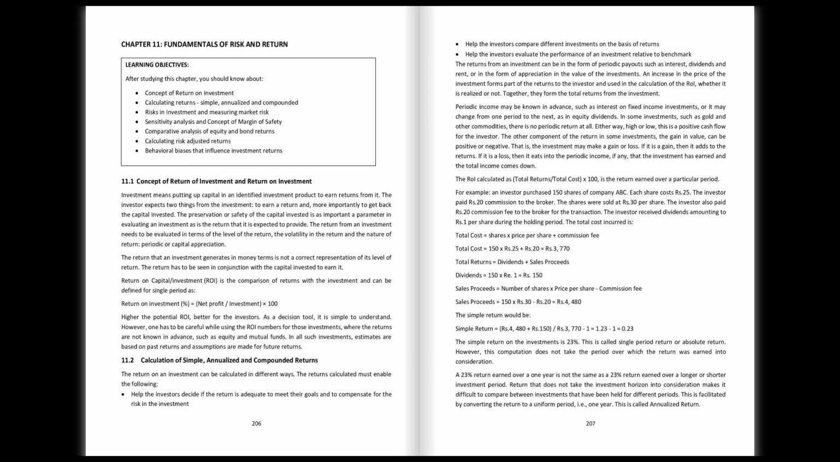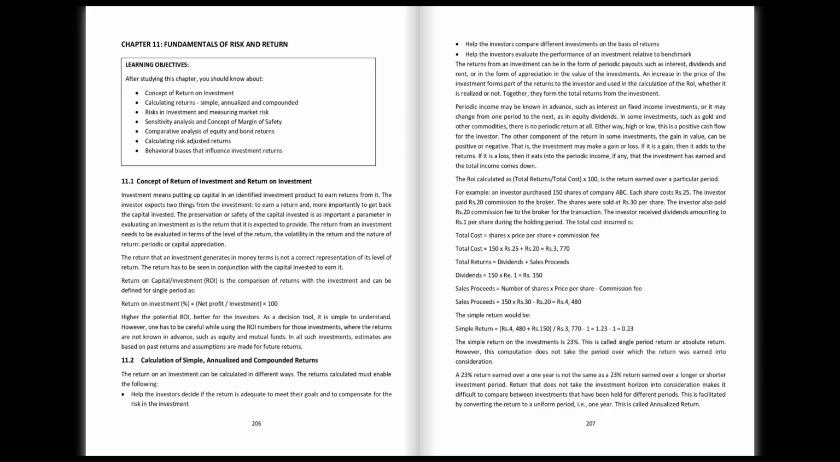3,770 rupees. Total returns equals dividends plus sales proceeds. Dividends equals 150 multiplied by 1 rupee equals 150 rupees. Sales proceeds equals number of shares multiplied by price per share minus commission fee. Sales proceeds equals 150 multiplied by 30 rupees minus 20 rupees equals 4,480 rupees. The simple return would be simple return equals 4,480 rupees plus 150 rupees divided by 3,770 rupees minus 1 is equal to 1.23 minus 1 is equal to 0.23.